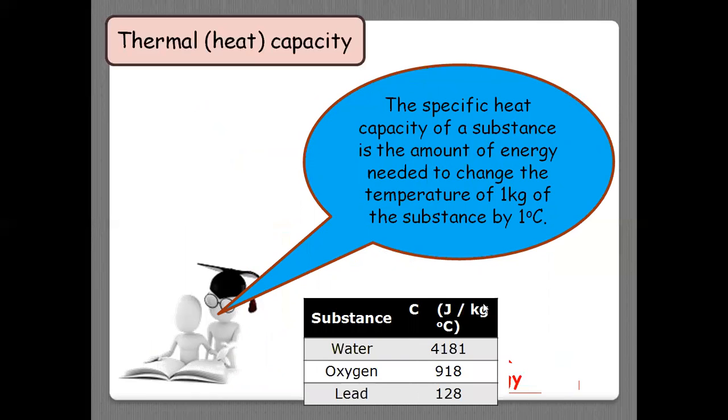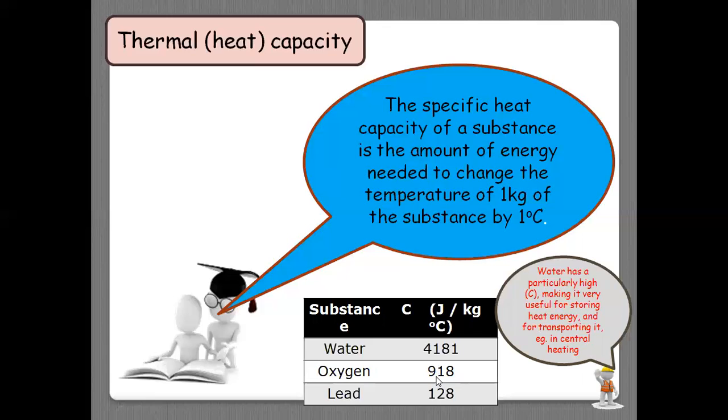As you see in this table, we have 3 substances: water, oxygen, and lead. The specific heat capacity of water is 4,181 joules per kilogram Celsius. So to raise the temperature of 1 kilogram of water by 1 Celsius, we need 4,181 joules. For oxygen, the specific heat capacity is 918 joules per kilogram Celsius. For lead, it is 128 joules per kilogram Celsius. So to raise the temperature of 1 kilogram of lead by 1 Celsius only, we need 128 joules. As you see, water has the highest specific heat capacity of all. That's why it is useful to store heat and also for transporting it, such as in central heating.